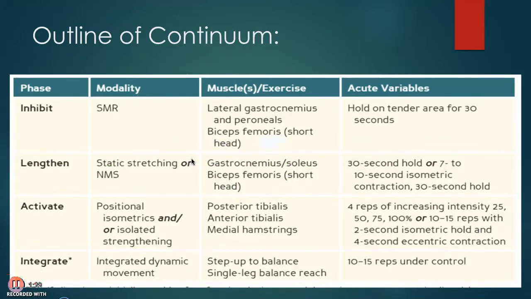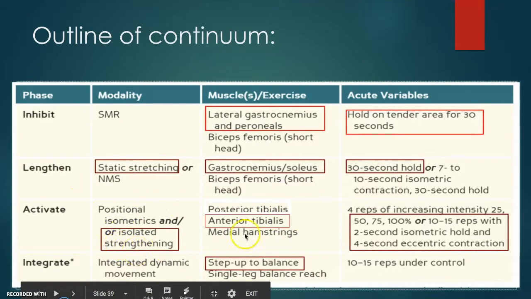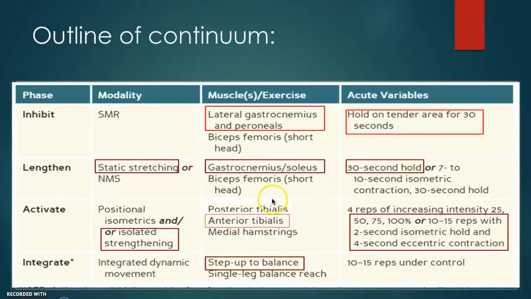Now this outline is straight out of the book, and it provides examples and techniques that could be used for individuals with foot pronation. And this chart right here is what we'll be taking our subject through. We'll be SMRing the gastrocs and peroneals, holding on tender areas for 30 seconds. We'll be static stretching the gastroc and soleus, mainly the gastroc, for 30 seconds. We will activate the anterior tibialis using isolated strengthening, using 10 to 15 reps with 2-second isometric holds and 4-second eccentric contractions. In our integrated movement, we will use the step up to bounce test.